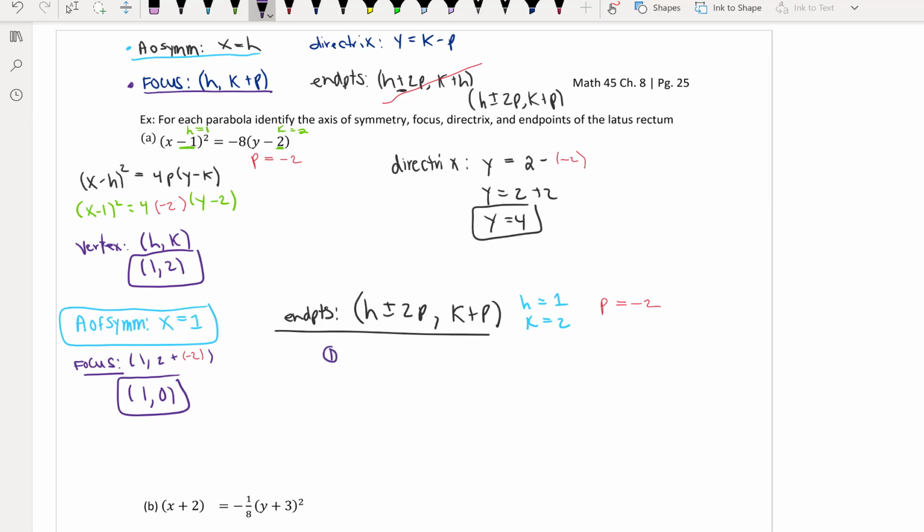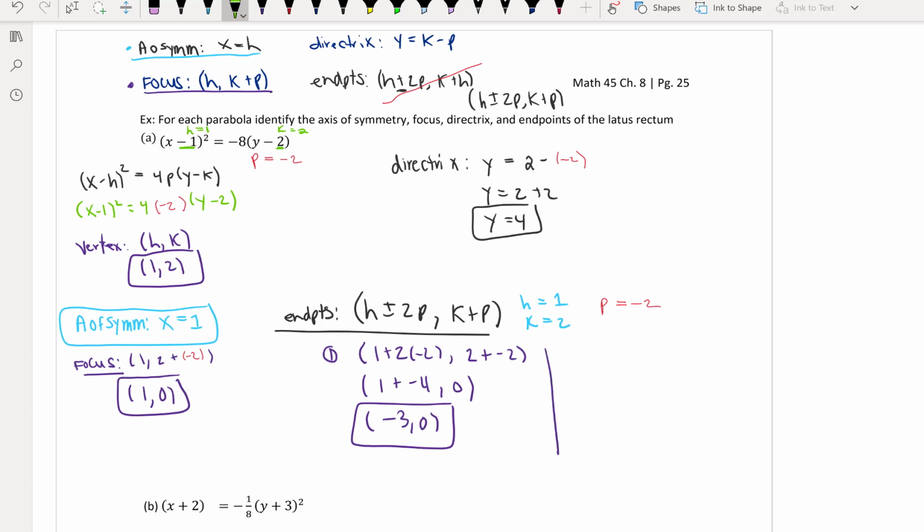So the first one I'm going to do is the plus part. So I'm going to have my h value, which is 1, plus 2 times my p value, which is negative 2, comma, my k, which is 2, plus my p value, which is negative 2. So I'm going to have 1 plus negative 4 and 0. So now I have negative 3 and 0. So that is one of my endpoints.